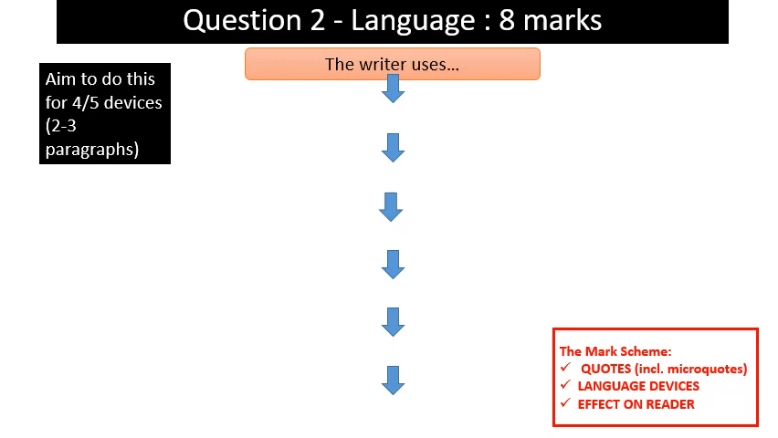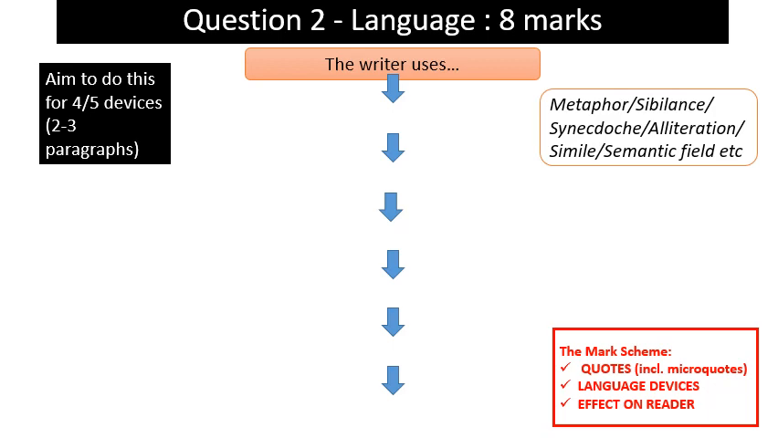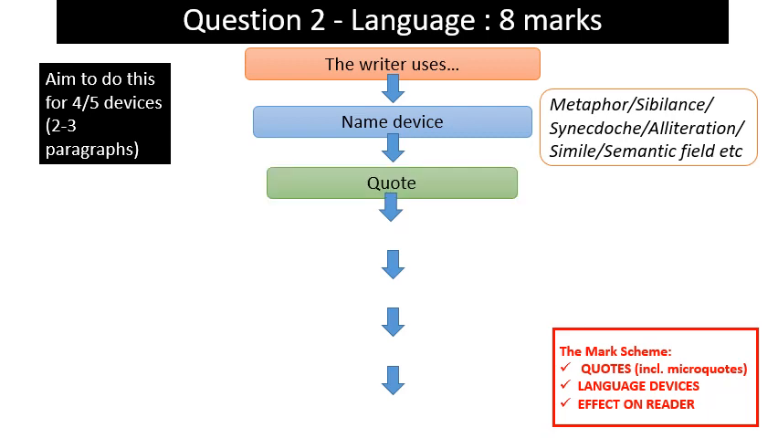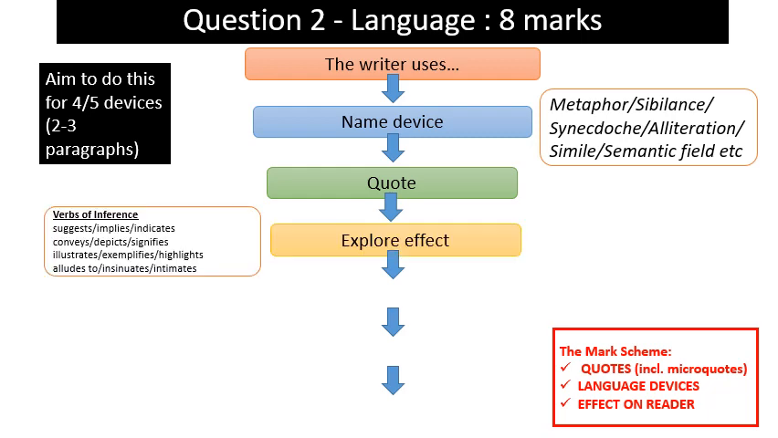The writer uses, and then I'm going to add in a device. So I'm going to use my device such as, for instance, the semantic field or the use of the pathetic fallacy, whichever one I like. Then I'm going to give my quotation from the annotations we've just made. Then I'm going to explore the effect.